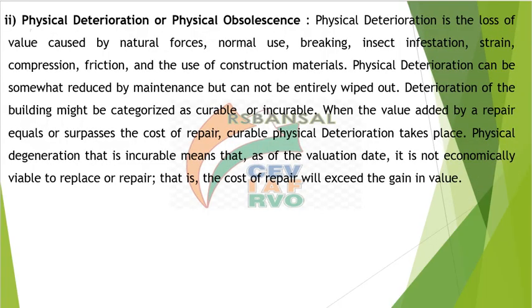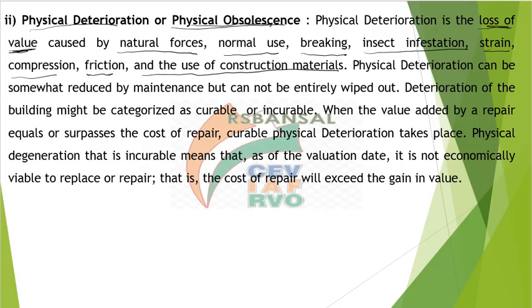Next is physical deterioration or physical obsolescence. This is basically loss of value. This is what we have discussed in the depreciation part. It is because of natural forces, normal use, wear and tear, breaking, insect infestation, strain, compression, friction, or other forces, and of course, use of construction materials. This type of deterioration is called physical obsolescence.